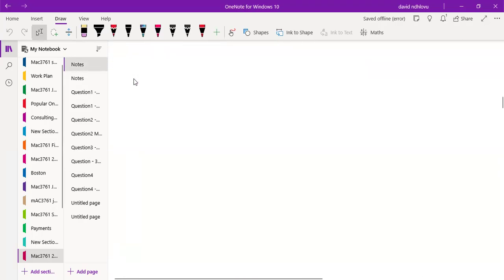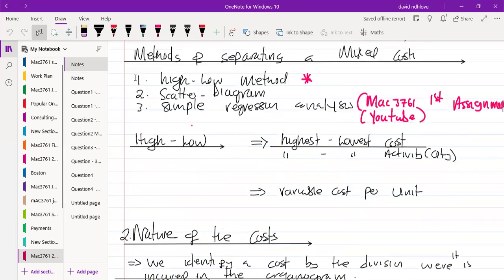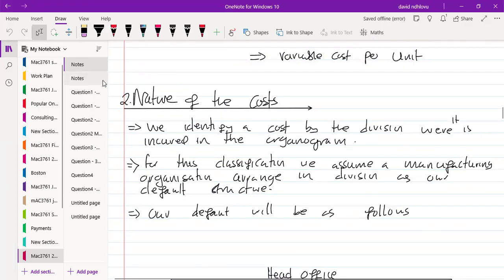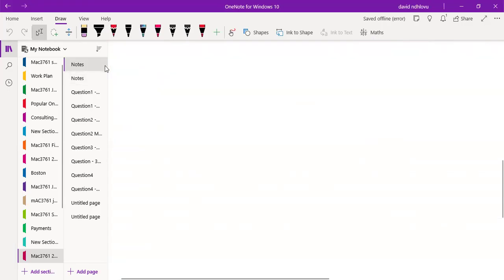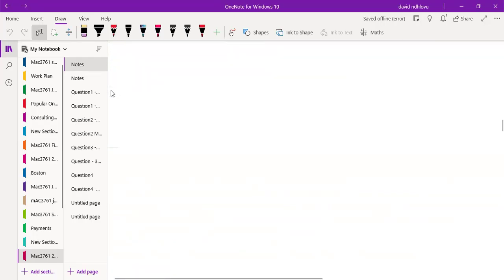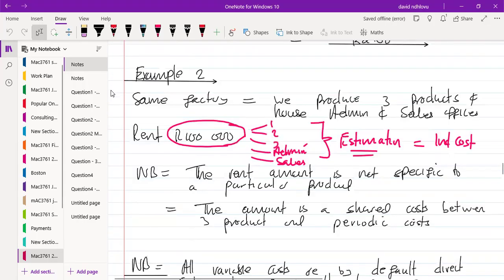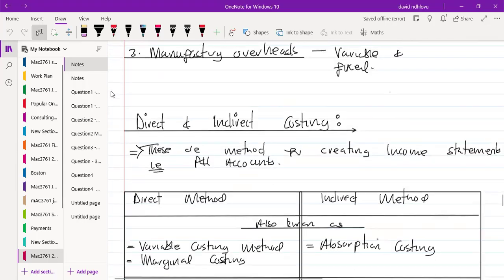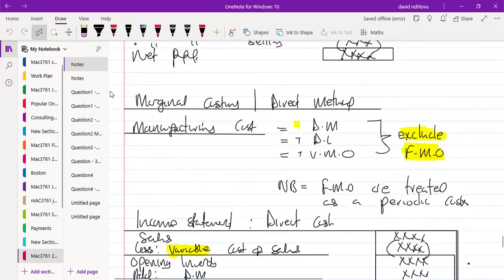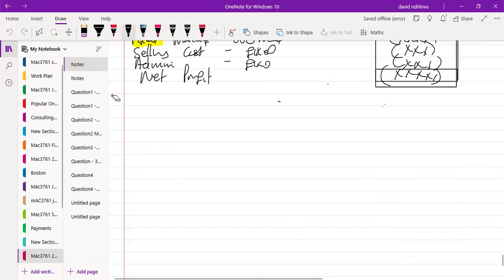The question that we did last week, I did indicate that it was an introductory question. Eventually, we'll have to do something much more challenging than that particular question. So we did two things last week: we did the classification of cost, and then we looked at the direct and indirect costing. Maybe we can just recap a little bit, especially on the direct and indirect costing.